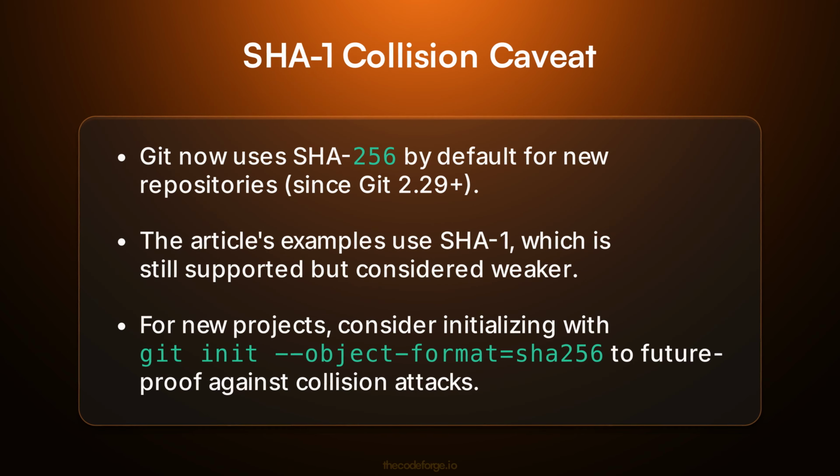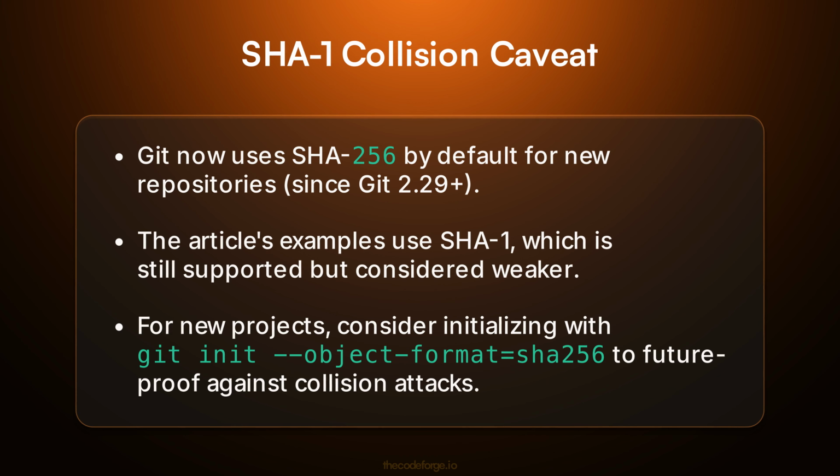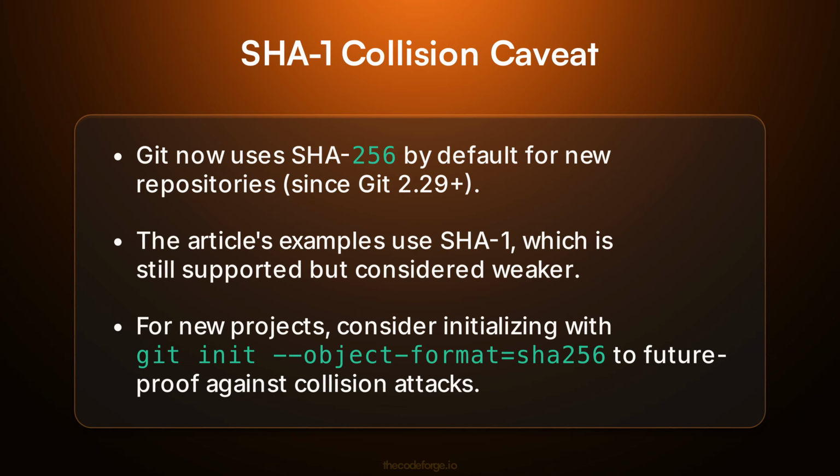Git now uses SHA-256 by default for new repositories, since Git 2.29+. The article's examples use SHA-1, which is still supported but considered weaker. For new projects, consider initializing with git init --object-format=sha256 to future-proof against collision attacks.